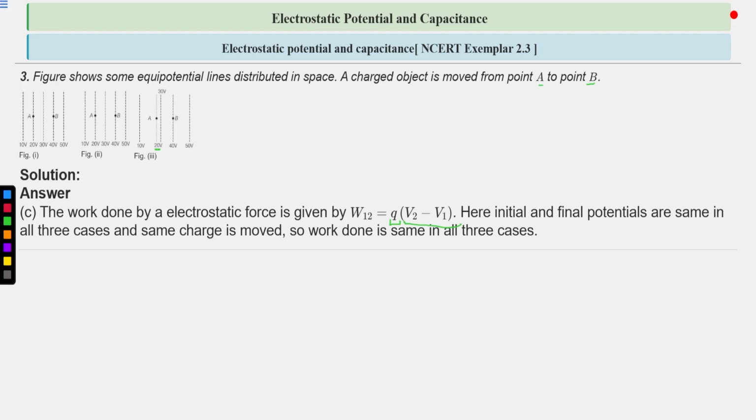A is at 20 volt and B is at 40 volt. So the potential difference is the same in all 3 diagrams. Although this diagram is somewhat different from the other two, we only want to see the potential difference between 2 points. We are not concerned with the configuration of the diagram. So V2 minus V1 in all 3 diagrams is 20: 40 minus 20 is 20. So here the initial and final potentials are the same in all 3 cases and the same charge is moved in all 3 cases. So work done is the same in all 3 cases. Got it?